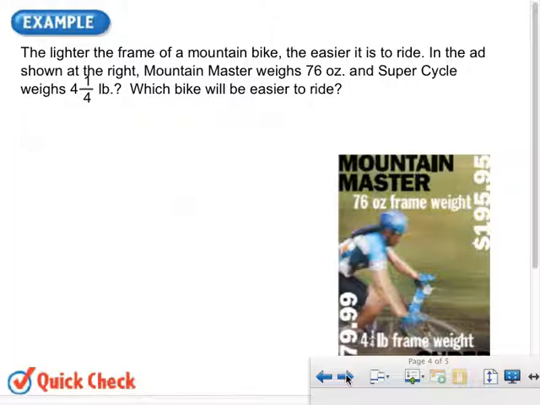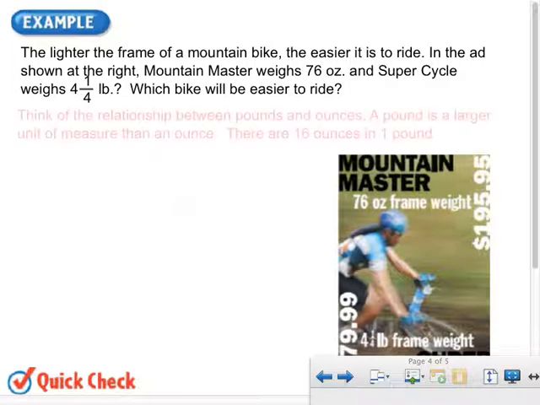I want the lightest bike. I didn't say the cheapest bike or the most expensive bike. There's 2 ways to do this. I can either convert ounces to pounds or pounds to ounces, but what I want you to do is convert pounds to ounces. How many ounces are in a pound? 16. So what am I going to do? Multiply or divide?